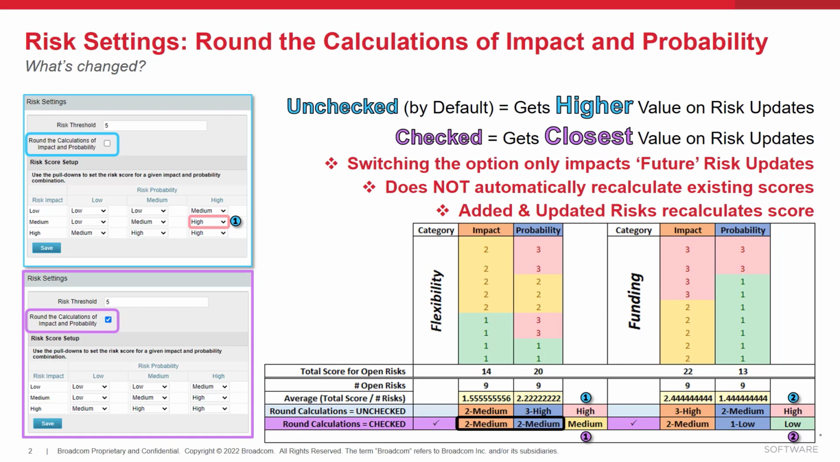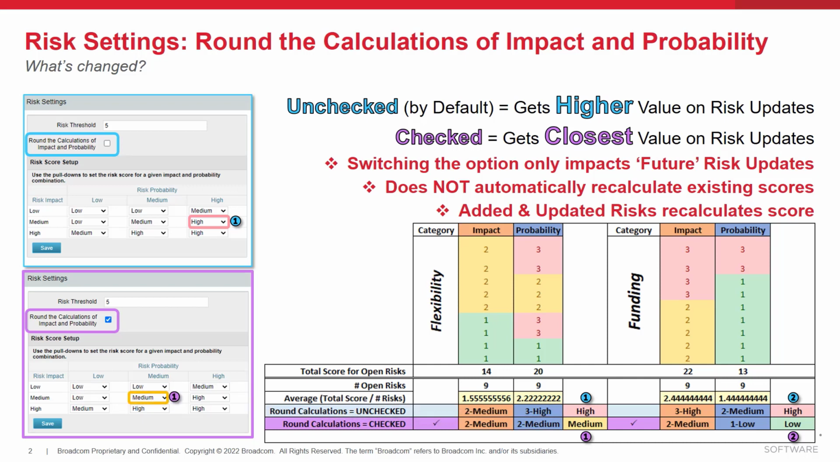The probability average of 2.2 is now mapped to medium instead of high. Because of the rounding method, it will map to the closest value. Then, looking at the risk score matrix, find the impact mapped value of medium and the probability updated mapped value of medium. The overall flexibility category rating is now mapped to medium.